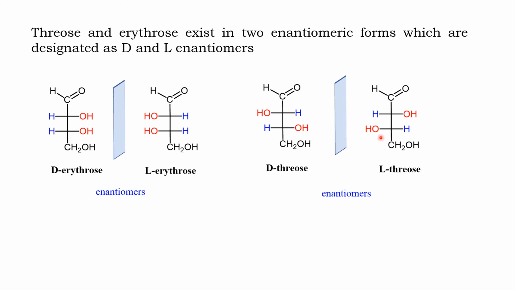See here, the last asymmetric carbon atom, the OH group is on the left hand side. Hence it is L triose. That means a triose molecule could be D or L. An erythrose molecule could be D or L. You got it? Take down.